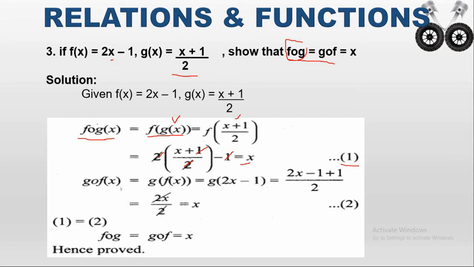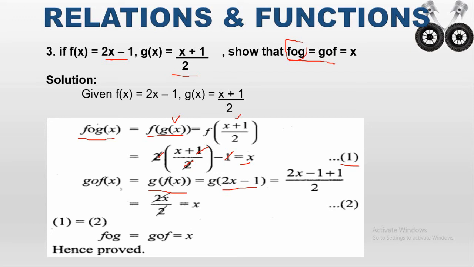Next, you have to find the value for g of x with variable x. That can be written as g composition f of x, that is g of f of x. First, you have to substitute the value for f of x. The f of x value is 2x minus 1. So it can be written as g of 2x minus 1. So in g of x, wherever x, you have to substitute the value 2x minus 1.